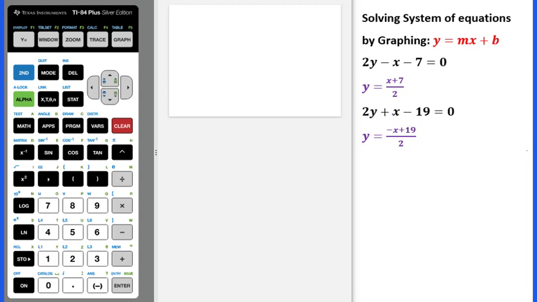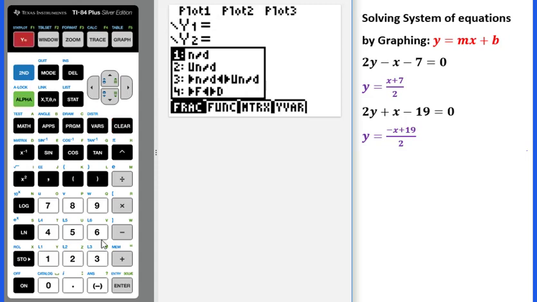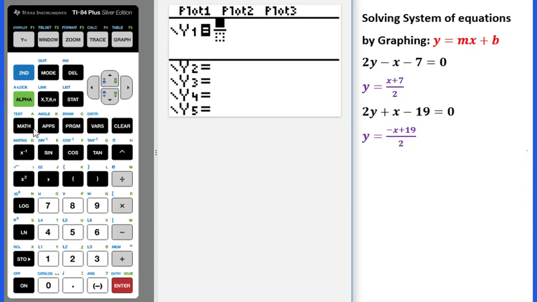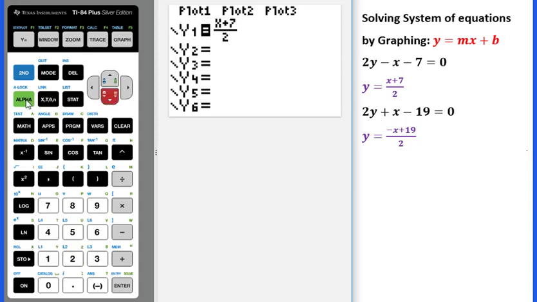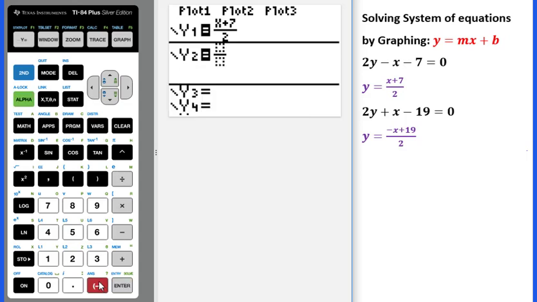For the second one, 2y plus x minus 19 equals 0, you have to isolate this y. You will get y equals negative x plus 19 over 2. Then we go to y equals. Use Alpha, y equals here. You will get x plus 7 over 2. Alpha, y equals again, get the negative x plus 19 over 2.